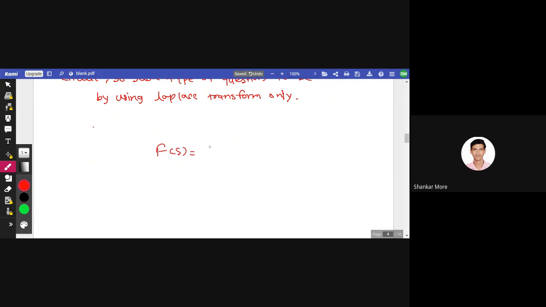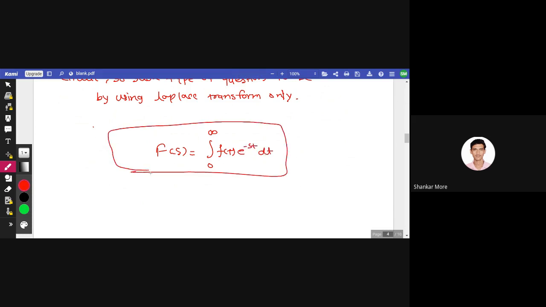F of s is equal to the integral from 0 to infinity of f of t into e raised to minus st dt. So this is the formula that we are going to use, not the double-sided one. I think you have the double-sided Laplace transform in signals and systems. In mathematics and in networks, you have to use this one.